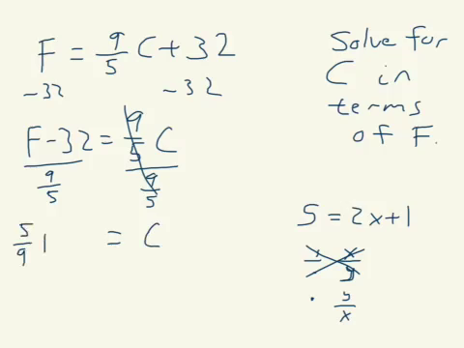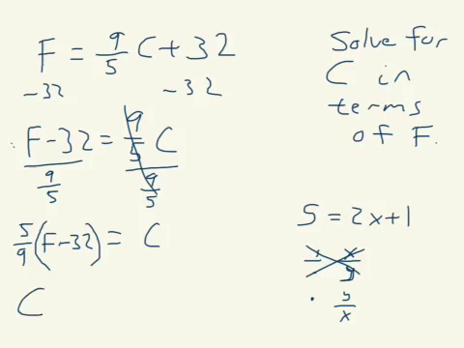I'm going to make a mistake. What did I do wrong there? Well, I'm disrespecting the 32. It wants to be multiplied by 5/9, but you're only multiplying F, so you need parentheses. And that way you're showing that the 5/9 is multiplied by the entire thing that was up top here. Okay, so that's our answer.